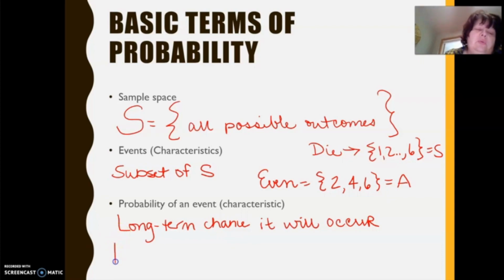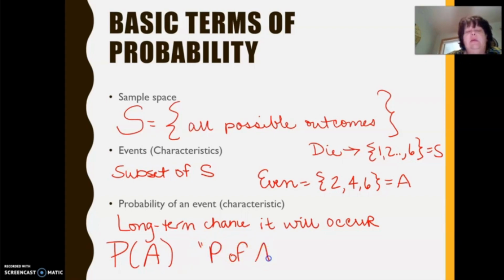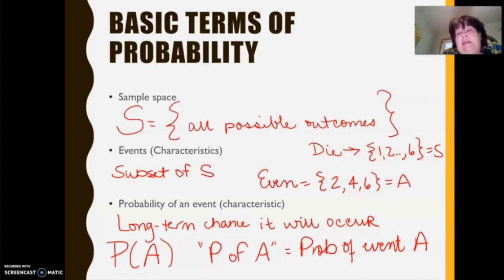And you denote probability with a capital P. P of A equals the probability of event A. And that's actually a function, right? It takes the event A and assigns it to a number between 0 and 1. So probability is a function.